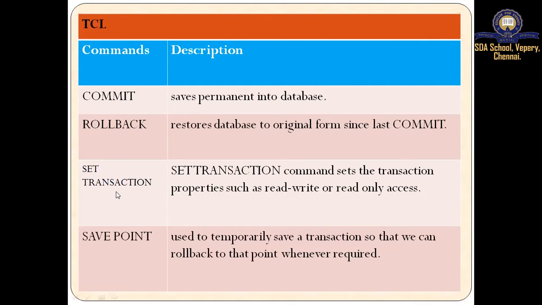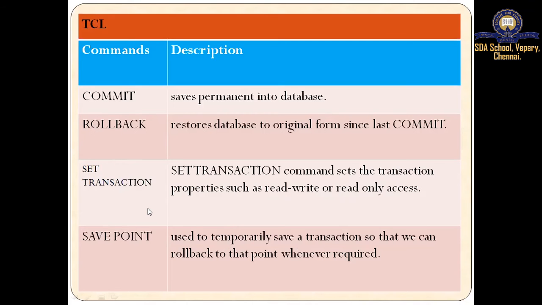The set transaction command sets the transaction properties such as read/write or read-only access. Savepoint is used to temporarily save a transaction. This savepoint helps you roll back to the transaction you want to save permanently: transaction number 1 or transaction number 2.